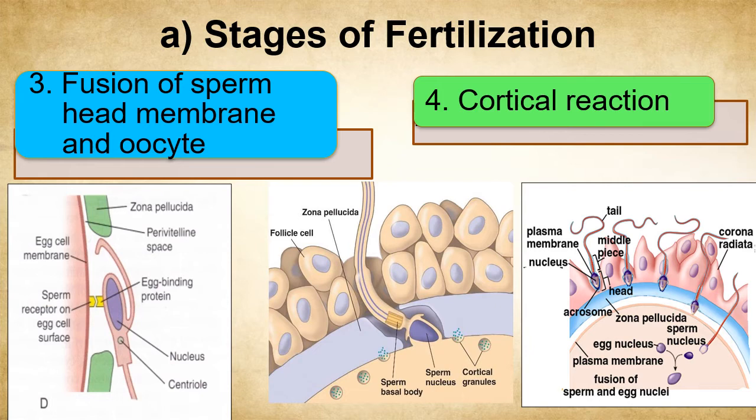In cortical reaction, lysosomes near the secondary oocyte's membrane, known as cortical granules, release enzymes into the zona pellucida via exocytosis. This enzyme will thicken and harden the zona pellucida to form the fertilization envelope. The fertilization envelope will block other sperms from entering the oocyte to prevent polyspermy.